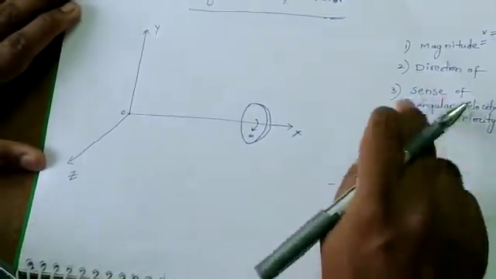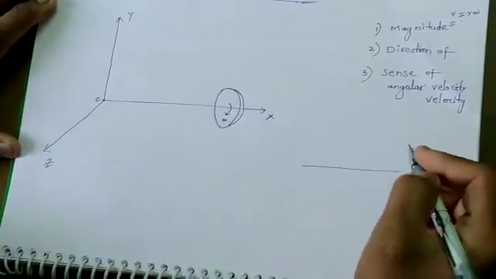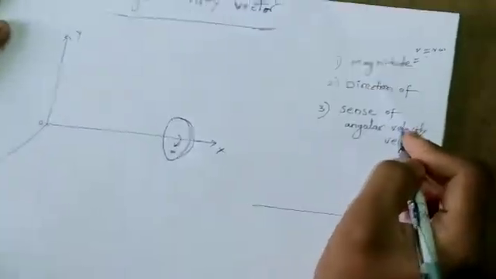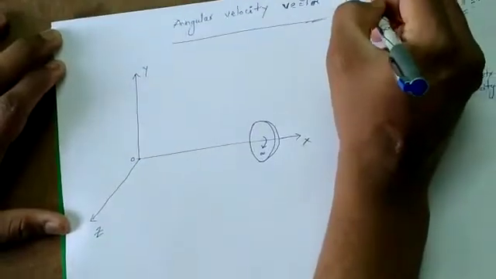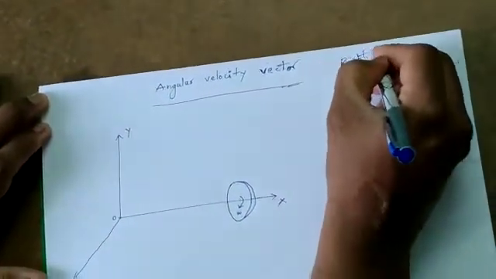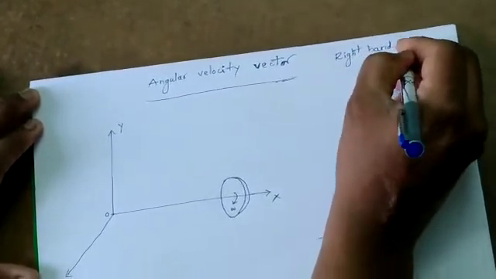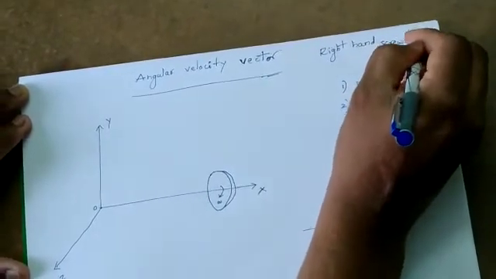Okay. Now the third one is sense. Actually this is very important. The sense of a vector can be understood by using the right hand screw rule. Please do understand this, so for understanding this I am making this video. So what is the right hand screw rule? I will let you know.